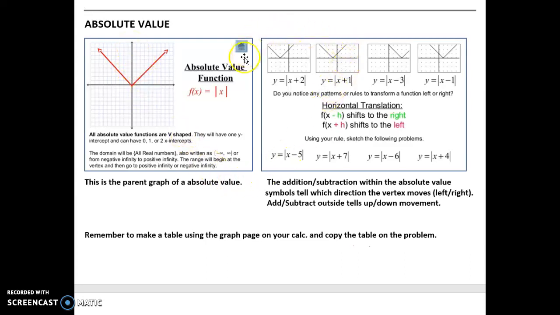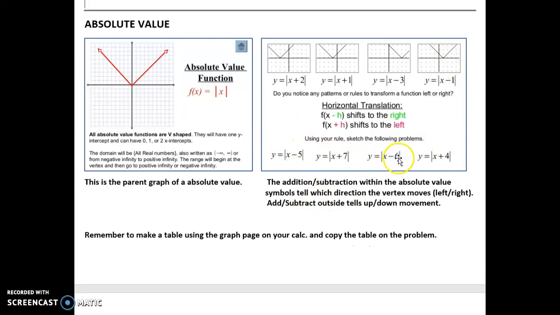We've talked about, or we should have talked about by the time we hit this review session, some transformations. When you have a plus inside of an absolute value, it moves the picture left or right. It's kind of backwards. If it's a plus 2 inside, then the vertex moves to the left. If it's a plus 1, it moves to the left 1. Whereas if there's a minus inside, then it moves to the right 3 or right 1.